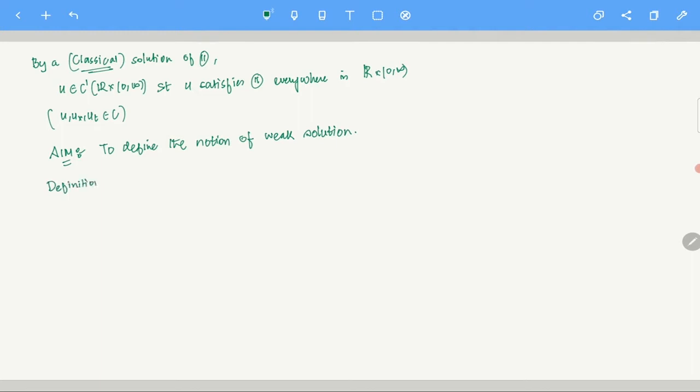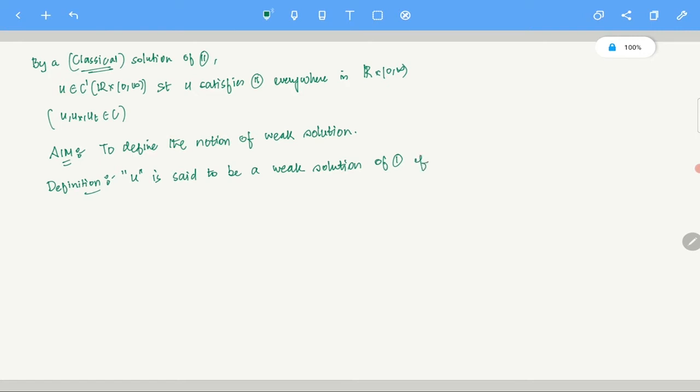Definition. I am defining it for this problem. You can define it for any ODE or PDE; the idea is the same. So the definition is this. u, that's a function u, is said to be a weak solution of 1, a weak solution of 1, right?